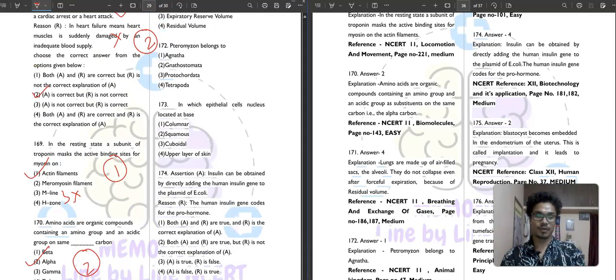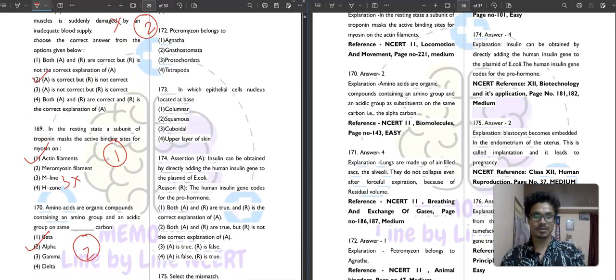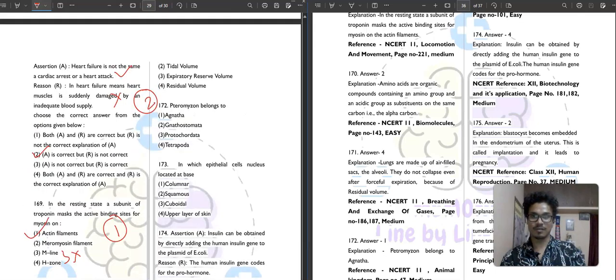So fourth option is the correct answer, that is the residual volume. And then 172, it is saying that Petromyzon belongs to Agnatha, Gnathostomata, Protochordata or Tetrapoda. Petromyzon belongs to Agnatha, first option.